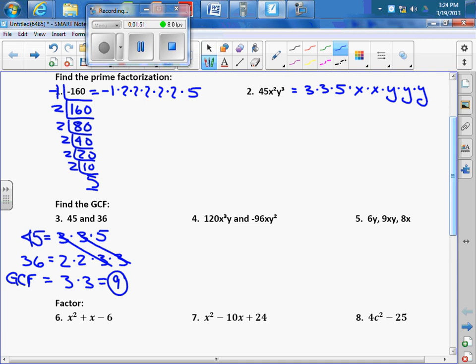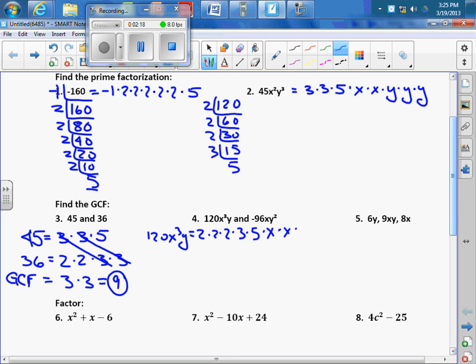In number 4, we have 120 x to the third y. So let's take the 120 and let's try to find the prime factors. So let's come up here someplace out of the way, and we divide that by 2, we get 60. Divide that by 2, you get 30. 2, you get 15, and 3, you get 5. So 120 x to the third y is equal to 2 times 2 times 2 times 3 times 5. Don't forget your 3 x's and your y.